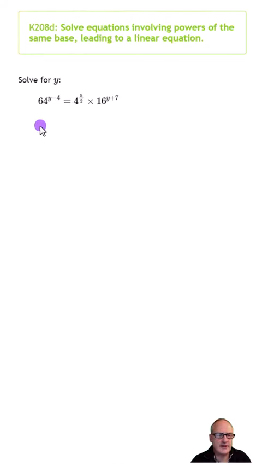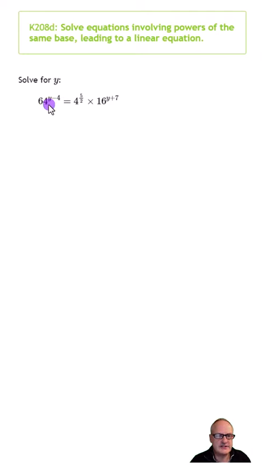Here's a quick video on how to do this type of equation, which my current year 11s are finding quite tricky. So we've got 64^(y-4) times 4^(5/2) equals 16^(y+7). Whenever you see these types of equations where you have numbers to certain powers, you want to try and look at changing the base, i.e. changing them all to the same number that you're going to have to the power of.